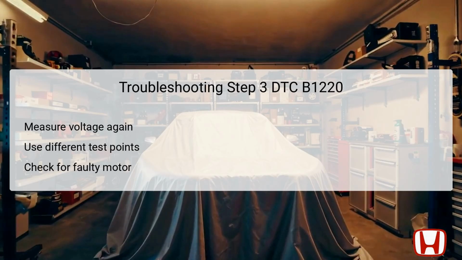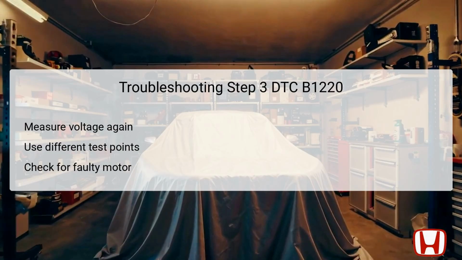Measure the voltage again, but this time focus on different test points. With the vehicle still in the on mode, and with the 5P connector of the recirculation control motor remaining disconnected, test point 1 is at terminal number 2 of the 5P connector.